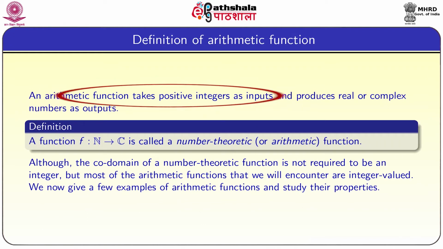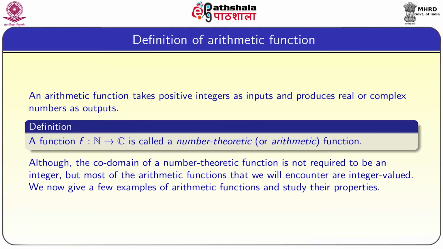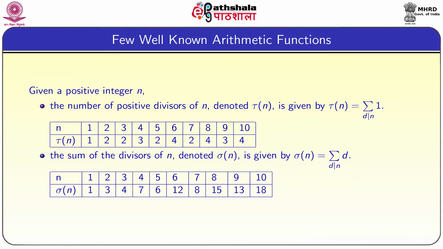An arithmetic function takes positive integers as inputs and produces real or complex numbers as output. The actual definition is like this: a function f from natural numbers to C is called a number theoretic or arithmetic function. Although the codomain of a number theoretic function is not required to be the integers, most of the arithmetic functions that we will encounter are integer valued. We will now give a few examples of arithmetic functions and study their properties. A few well known arithmetic functions.